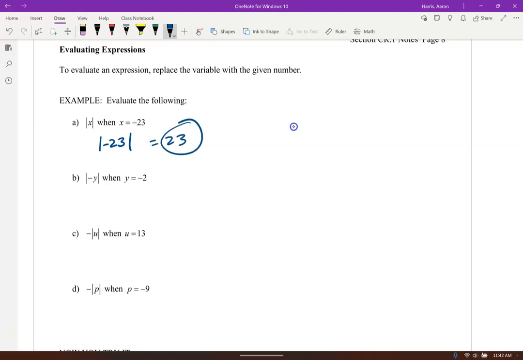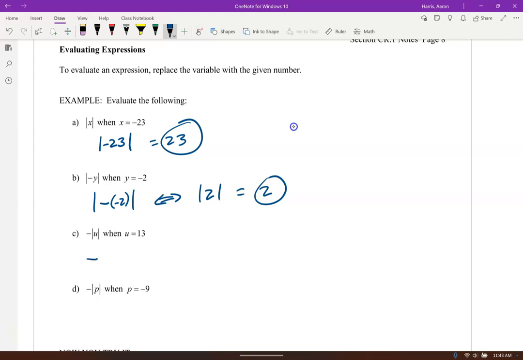Let's do the next one, negative y. So we have a negative, then we have y. Notice our y is negative 2. So let's go ahead and simplify that. A negative, negative 2, that's a positive 2. What's the distance from 0? 2.